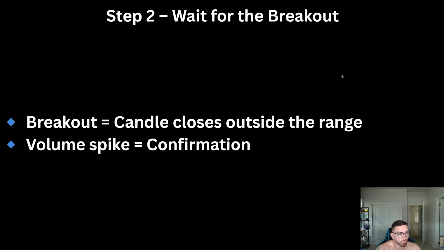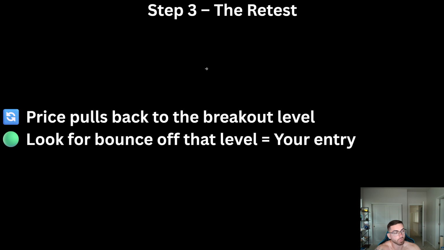So again, after we mark that range, we are then looking for the breakout to happen, which means we want the candle to close outside of the range. Now, if it closes outside of the range and it has a strong volume elevation, we can look to trade the breakout. Personally, I really like to trade the retest, but you can trade the breakout if we have a large volume spike when price actually breaks the range. Now, if price were to come back and retest the breakout, we are either looking for price to bounce off of the level or we are looking for price to reject off the level, and that is going to be our entry.